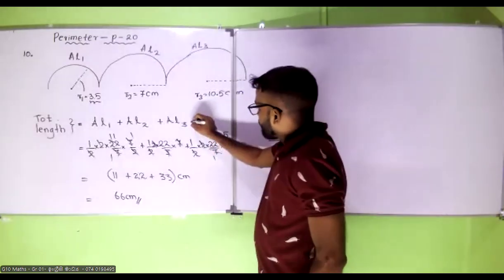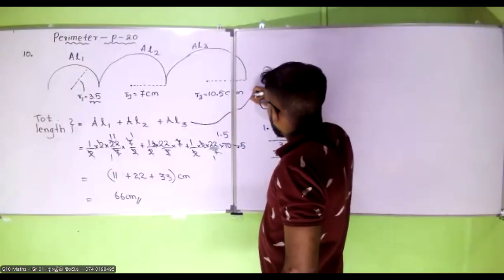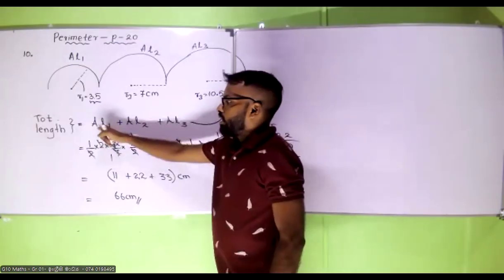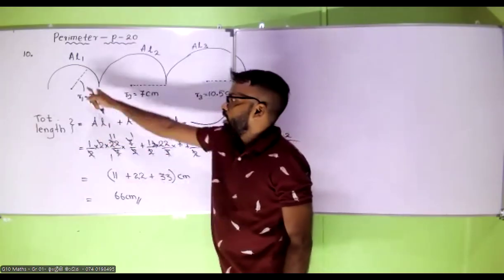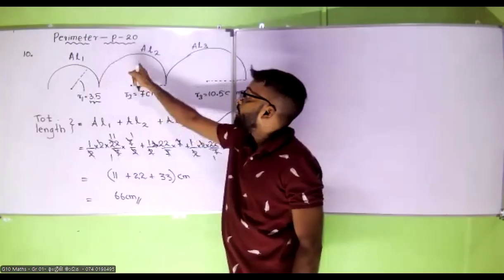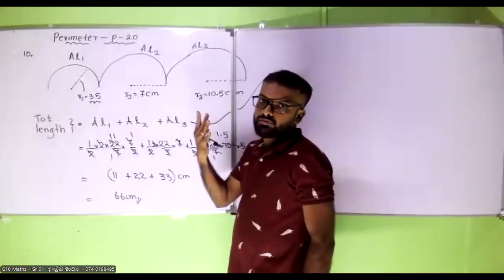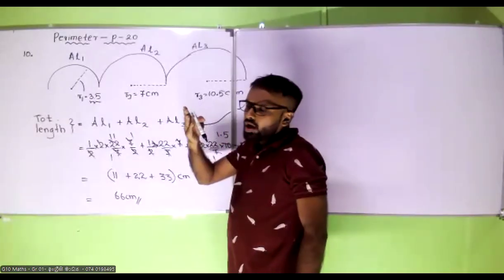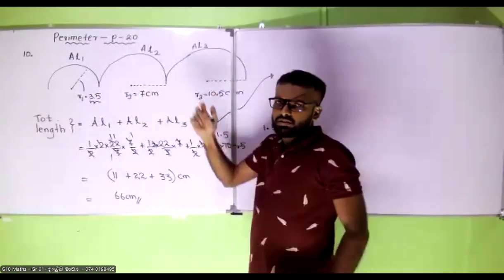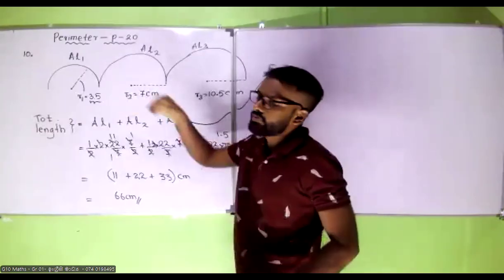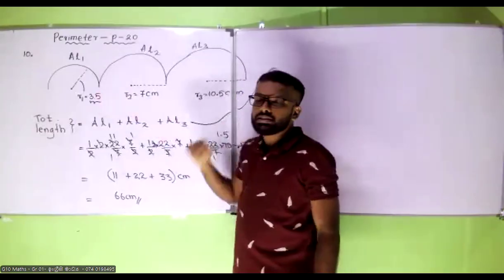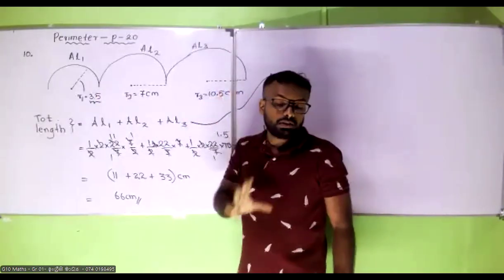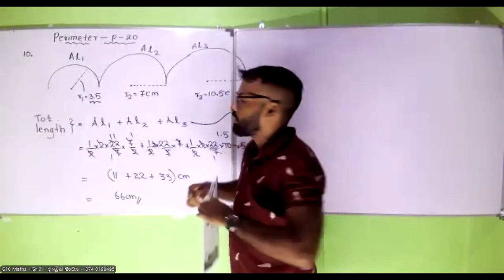So after this step, I will show you another way to simplify. Arc length 1, and you know this is half circle, half circle, half circle. Three half circles. So half is common and 2 pi. Only the radius is changing for each and every half circle, and all the other terms are constant, not changing.